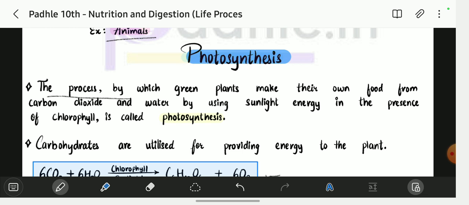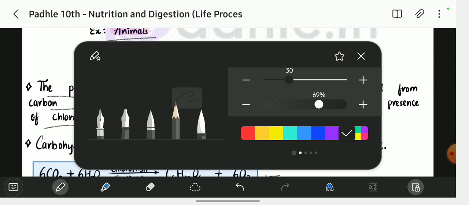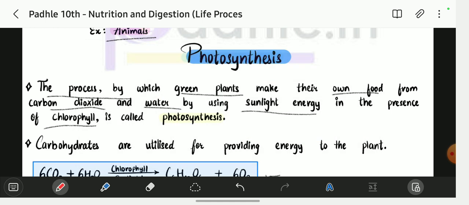The process by which green plants make their own food from carbon dioxide and water, by using sunlight energy in the presence of chlorophyll, is called photosynthesis. Okay, so what is this process? Let me teach you.